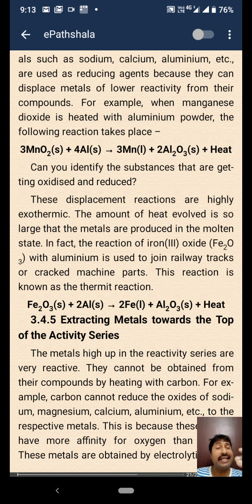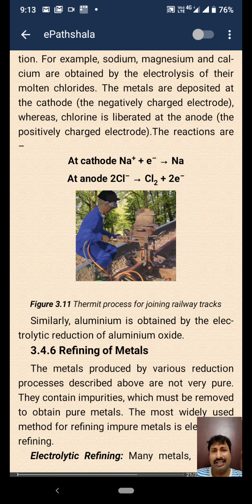Manganese oxide and aluminium, it's a very important reaction actually. Each and every reaction which is given in the NCERT is very important. Thermit reaction. What is a thermit reaction? See, aluminium, when it is added with iron oxide, it gives out aluminium oxide plus iron. It's a displacement reaction which produces a lot of energy, so it is called a thermit reaction.